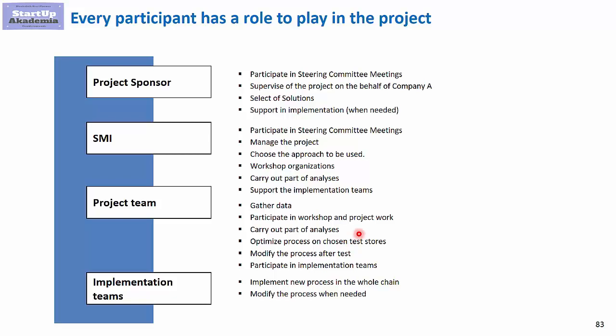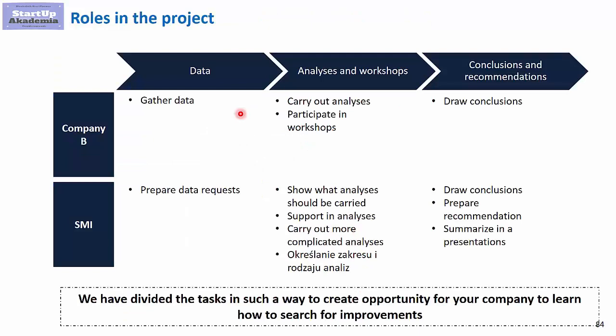Next thing is sometimes you have to basically be more specific, and on top of that, the role of specific people may change during the phases of the project. And then if such a situation occurs, you should use some sort of a slide like this. So here we've got the body, so the company B and us, the consulting company. And then we've got the phases of the project. So we have data, analysis and workshops, and conclusions and recommendations. And here we describe exactly what each and every party is supposed to do on a specific phase.